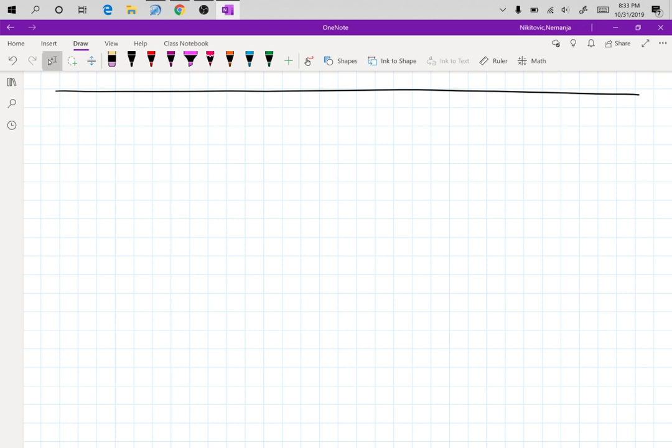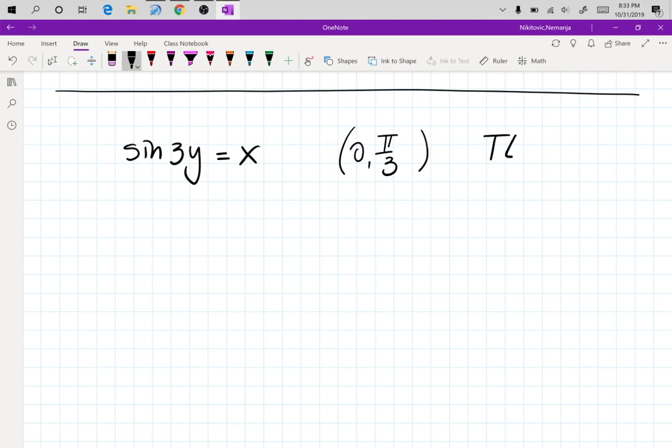Sine 3y equals x. And then find the slope of the curve at the given point, which is 0 over 3. Ooh, we have a tangent line problem over here. Guys, this is an exam grade question. Easy. Right? It's not complicated, and it's going to use basic implicit differentiation.